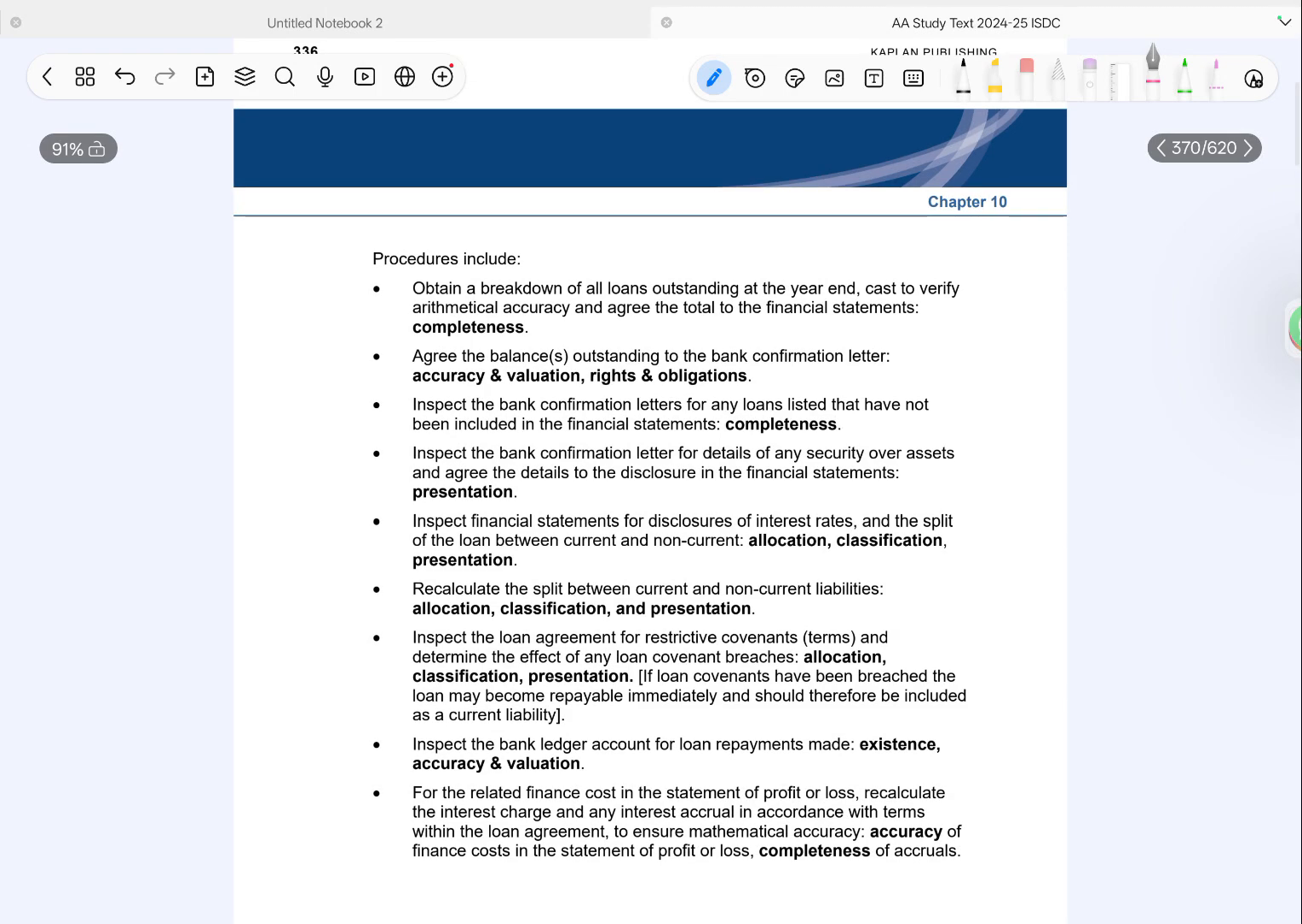Let's look at the key audit procedures for non current liabilities. First, obtain a breakdown of all loans at the year end. Check the calculations and agree the total to the financial statements to ensure completeness. Next, agree the loan balances to the bank confirmation letter to verify accuracy, valuation, and rights and obligations. Also, check if there are any loans in the confirmation letter that are not recorded in the financial statements. This helps identify the completeness issue.